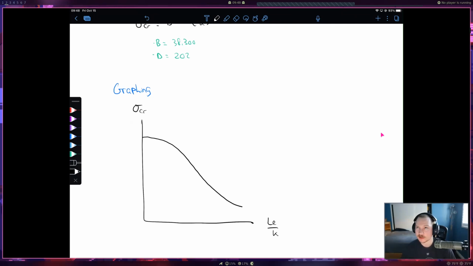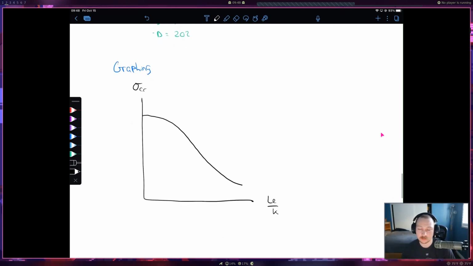Just like Experiment 3, we're going to have a theoretical curve, and we're also going to have an experimental curve. In black here, this is the theoretical curve. And there are going to be 3 different sections of importance: a section for short columns, for intermediate, and then for long.